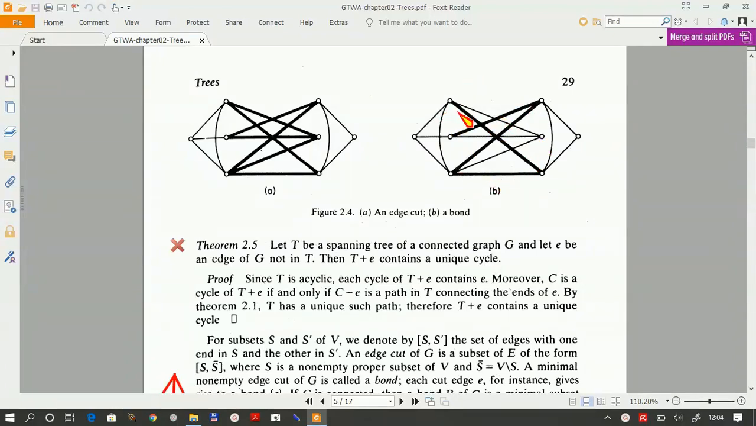Since this is an edge cut, but it is a proper subset of this other edge cut, we have that the edge cut on the left is not a bond, while you can check by deleting one by one the edges on the right that if you delete some edges from this particular edge set, you do not get an edge cut. So this is a minimal edge cut and it is a bond.